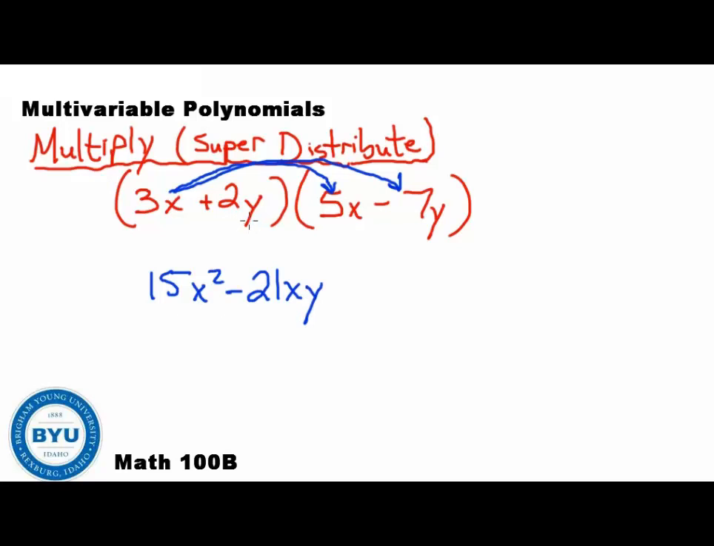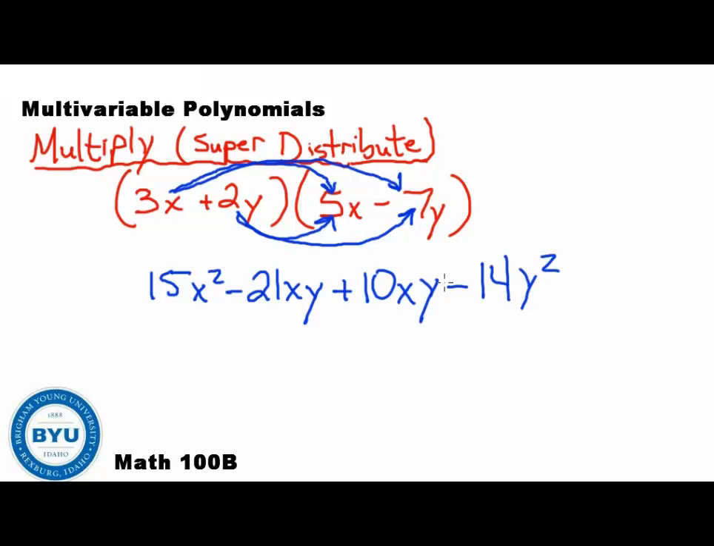Now I do the second term and distribute it to both of the parentheses. 2y times 5x comes out to be 10xy. You could have written yx, but again, we like to do alphabetical order, so I just put xy there. And 2y times a negative 7y comes out to be negative 14y squared.